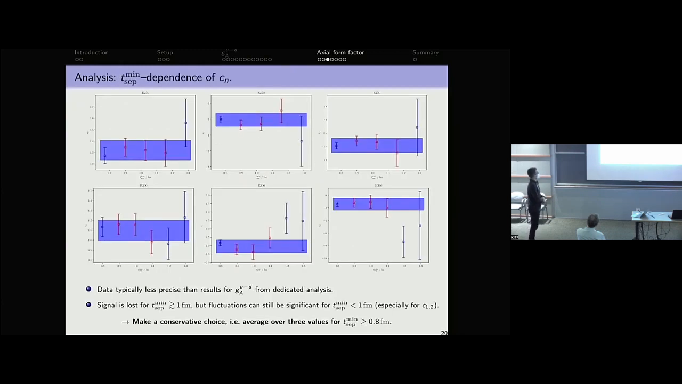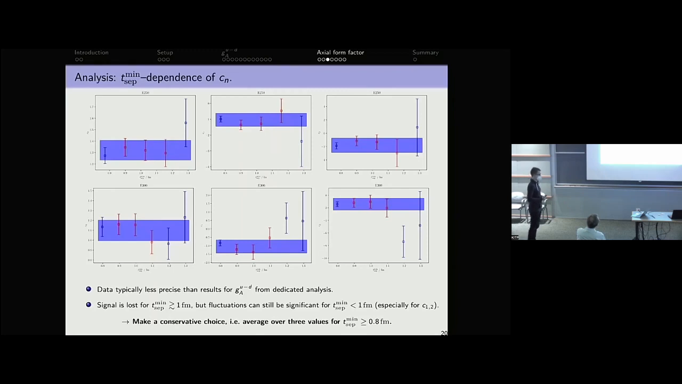So again, to deal with excited states, we have to convince ourselves that what we do is sound with respect to the choice of this t_sep min. What is shown here is the three coefficients Cn on the two most chiral ensembles. The data now is typically, for these coefficients, in particular C1 and C2, much less precise than the axial charge from dedicated analysis. The signal is always lost if you go further to the right. But what you also find is that fluctuations can still be significant below 1 Fermi, especially for C1 and C2.